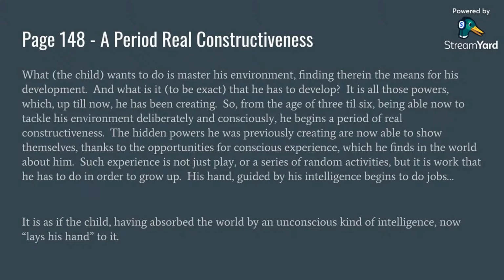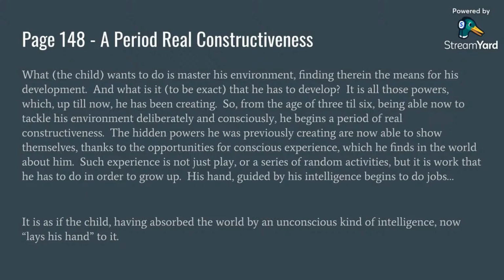On page 148, she starts talking about a period of real constructiveness. And she says, "What the child wants to do is master his environment, finding therein the means for his development. And what is it, to be exact, that he has to develop? It is all those powers which up till now he has been creating. So from the age of 3 till 6, being able now to tackle his environment deliberately and consciously, he begins a period of real constructiveness."